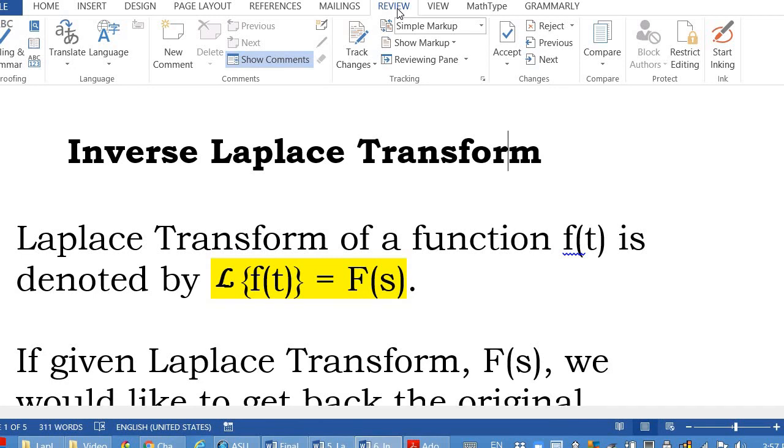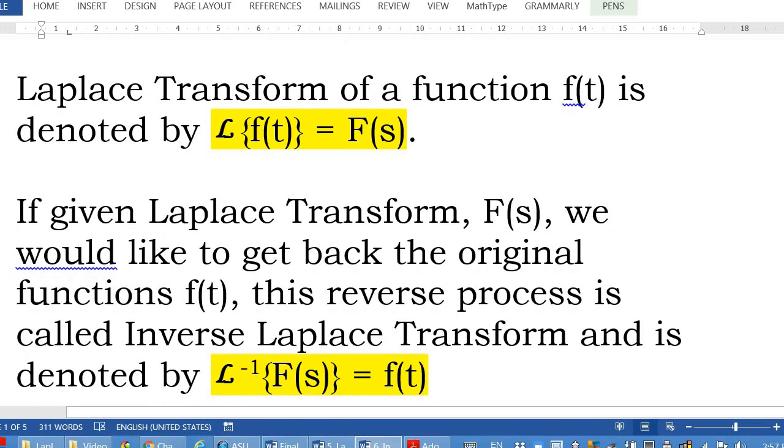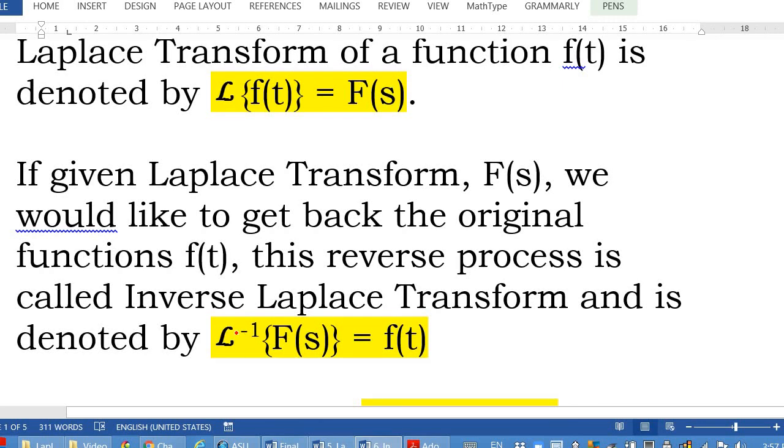In this video, we are going to learn the inverse Laplace transform. As you have learned, the Laplace transform of f(t) is equal to F(s). The inverse Laplace transform is denoted by this symbol, L inverse of F(s) equals f(t). It means that given F(s), we want to get back f(t). So this is denoted as an inverse Laplace transform.